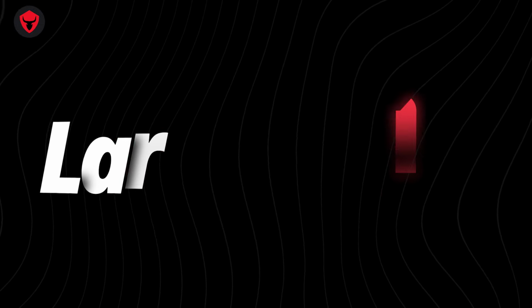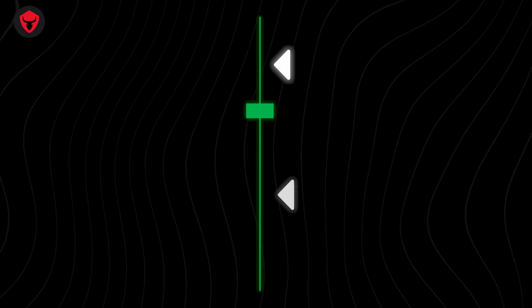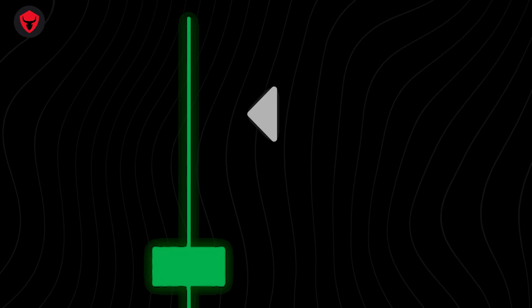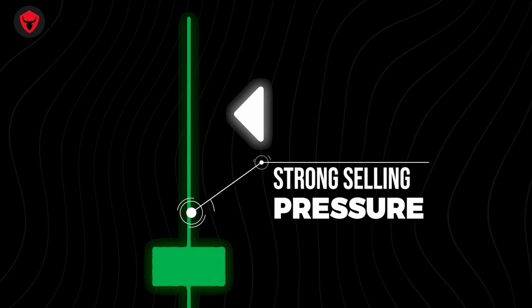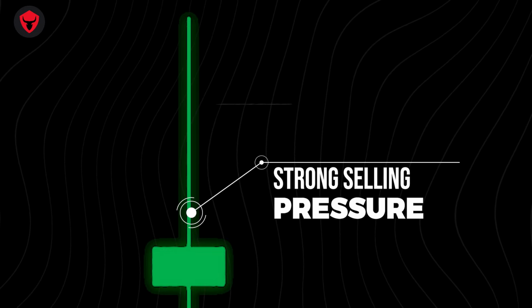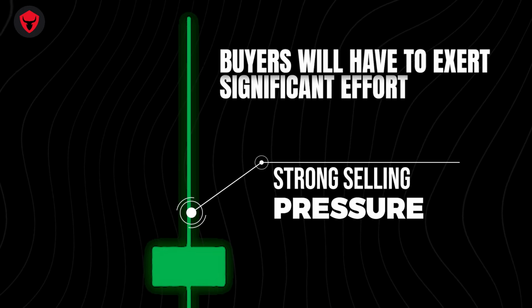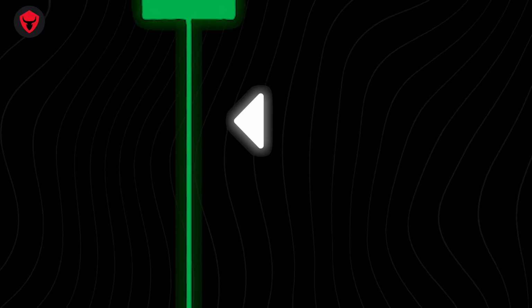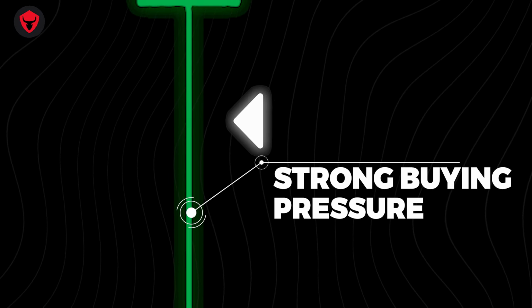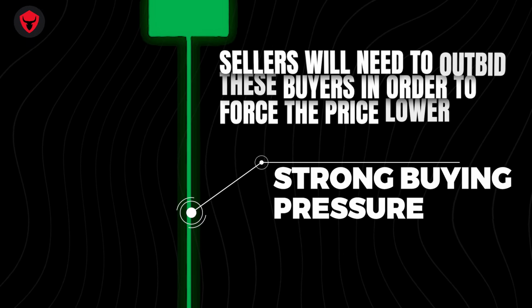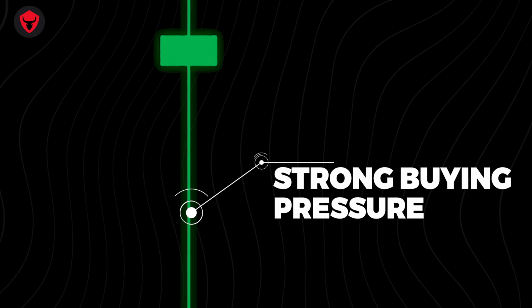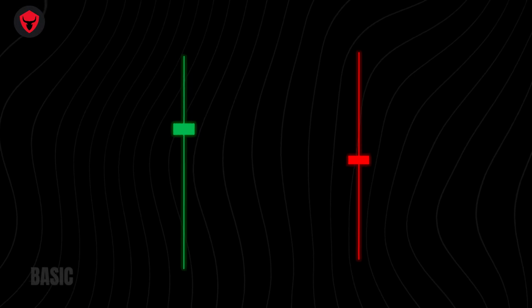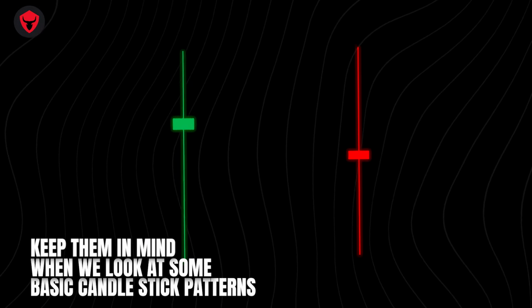Concept 2. Large wicks. A large wick above or below the body is a strong indicator of price activity. If there is a huge wick above the body, it signals strong selling pressure at those levels, implying that buyers will have to exert significant effort to drive the price higher. In contrast, a huge wick below the body indicates significant buying pressure, implying that sellers will need to outbid these buyers in order to force the price lower. Understanding the notions of body and wick is critical as we progress. Keep them in mind when we look at some basic candlestick patterns.